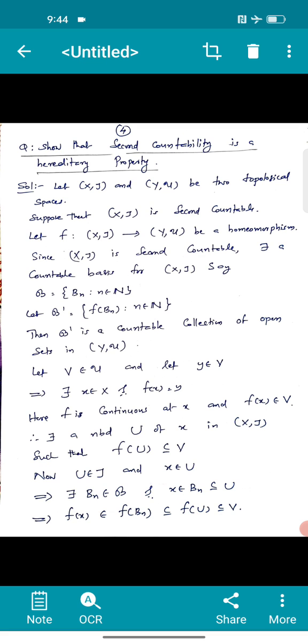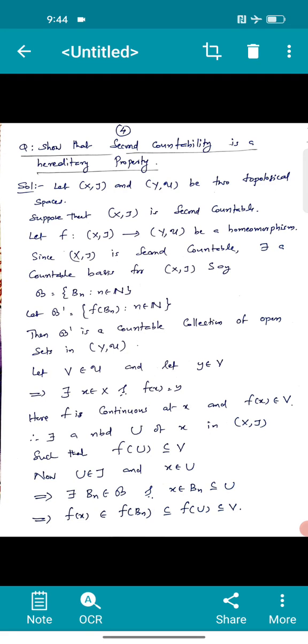That's all about the first question. The second question: show that second countability is a hereditary property. Here again you have to show that second countability is a topological property first. Then you have to show that it is a hereditary property.